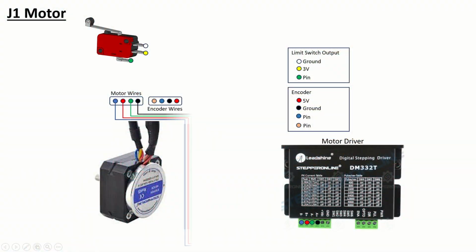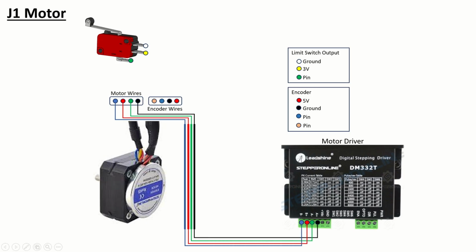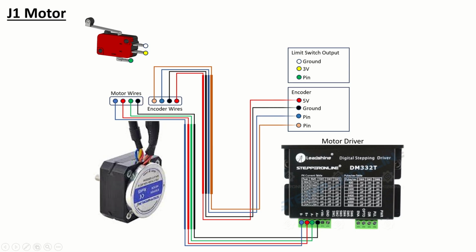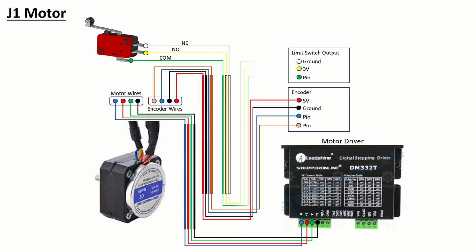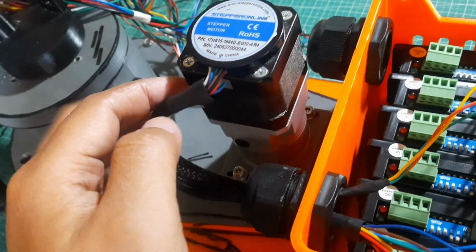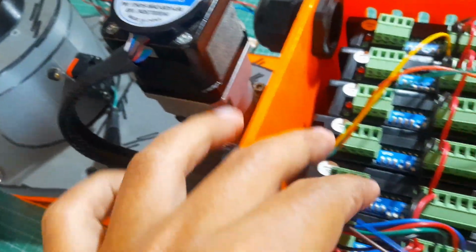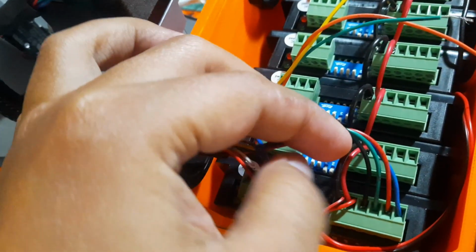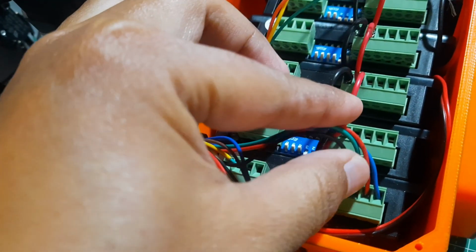Next is the J1 motor connection. This is the wiring for the J1 motor. You can plug the motor cable directly into the driver following the correct wire order: black, green, red, and blue. Also, connect the encoder cable, and attach the 3 wires to the limit switch. This is the setup condition after completing the wiring from the motor to the driver. Make sure all connections are in the correct position.